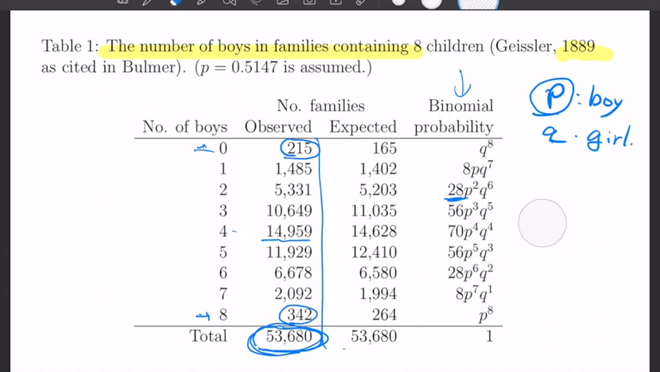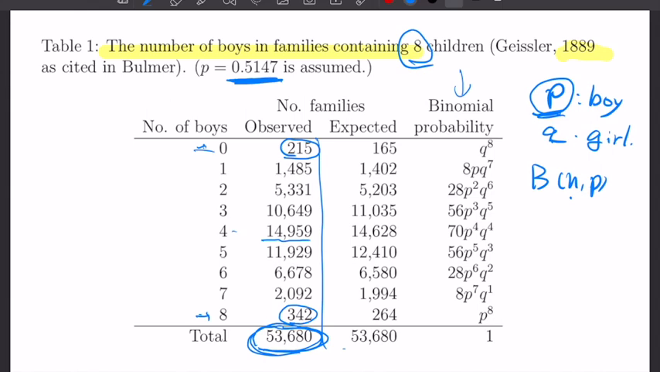So okay, but so this binomial distribution n and p, n is given as 8. Okay, 8 children. So what is p? Actually, p is not 0.5, it is 0.5147. Okay. So that means the probability that a child is a boy is a little bit more than 0.5. So it's not equal.